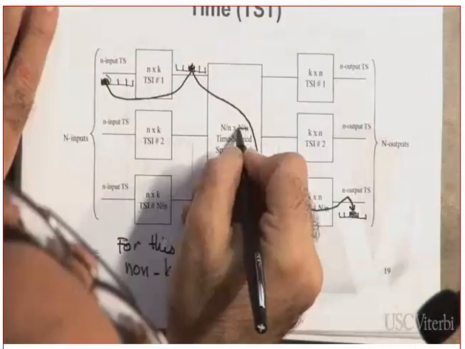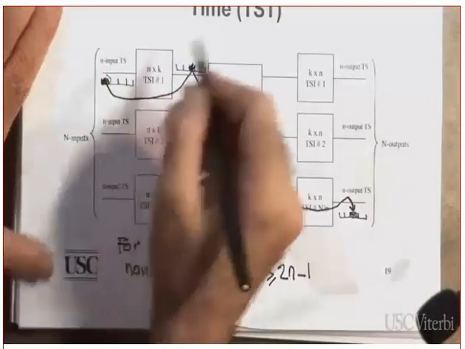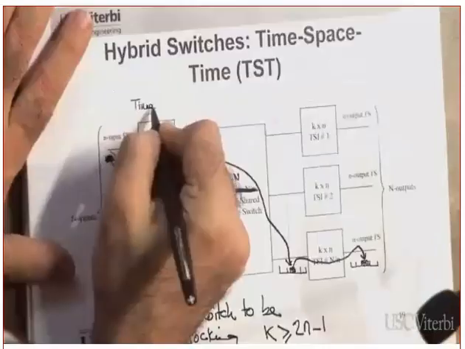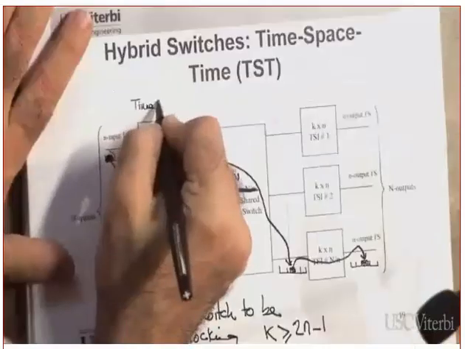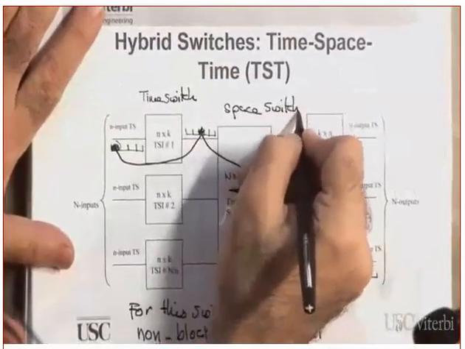Complexity of a TST switch. First of all, cross points. How many? Still waiting. Numbers. How many? Remember, when you talk about cross points, which one are you talking about, the time or the space? Space. Time does not have cross points. Did you get this or not? How many cross points do I need? N squared.